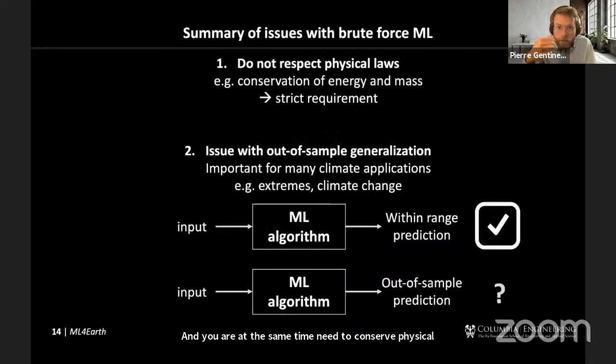So, a summary of the issues: basic machine learning algorithms, neural nets in particular, do not respect physical laws such as conservation of energy and mass, but those are strict requirements for climate change. And there's also the issue of out of sample generalization. As long as you stay within the range of prediction, you're in good hands, and those algorithms work really well. In fact, they're hard to beat, as Tim said. But as soon as you're out of sample, and climate change is all about out of sample prediction, the issues start. And extreme events are another similar issue, where a lot of what you see you've never seen before, especially at that scale. I mean, we're seeing that on a day-to-day basis now.